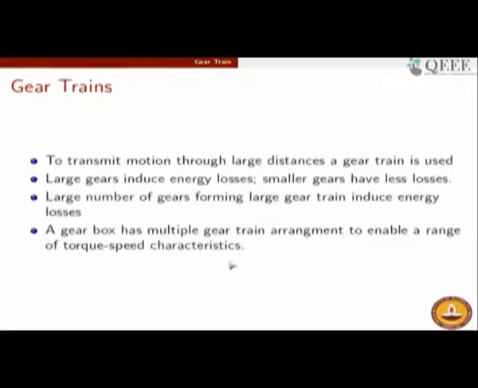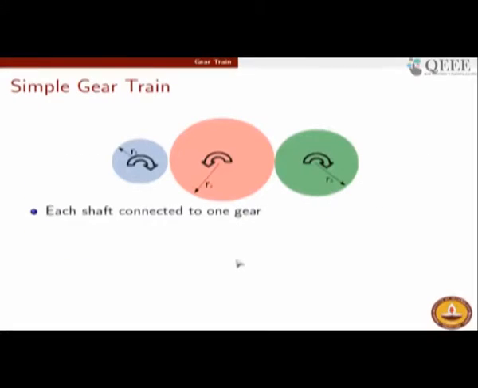So this can be attained not by a single gear arrangement, but by a multiple gear arrangement, and all that multiple gear arrangement can be very efficiently accommodated in what is known as a compound gear train, which is what we will study. Okay, but before we go to compound gear train, let us look at a simple gear train.